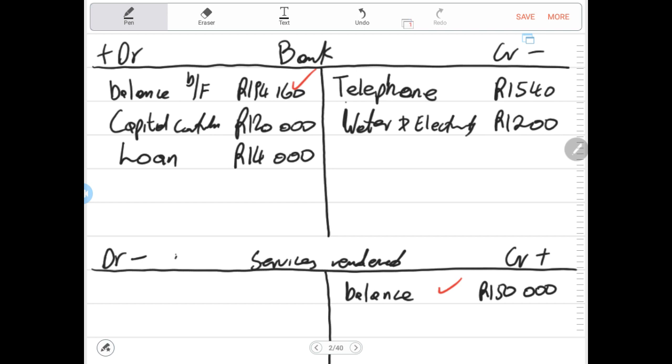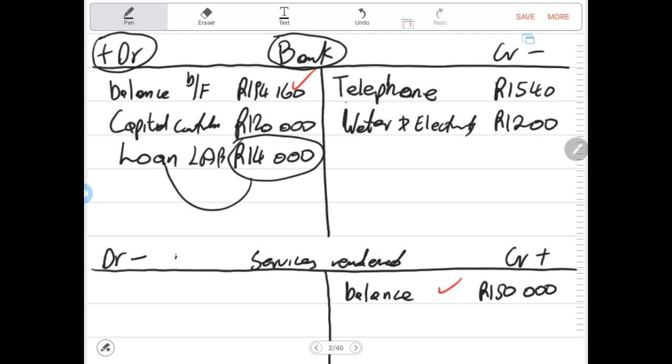Remember now, I'm recording on the bank side. We have received money, and our money must increase by 14,000. But we need to explain the money that we have received: 14,000 from where? From a loan that we have taken from LA Bank. In subsidiary journals for the main accounting students, we give the full details. We say loan LA Bank, or you can also say loan from LA Bank, so that it is clear, because companies can borrow money from different companies.